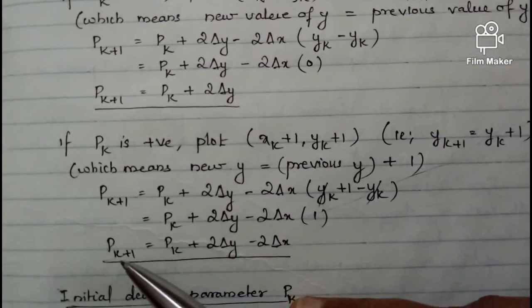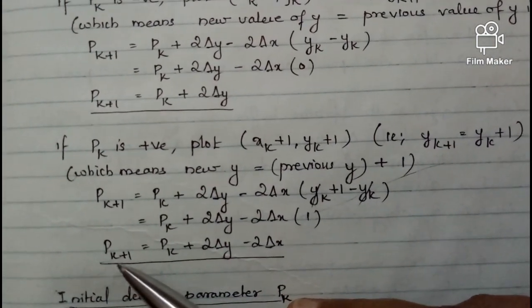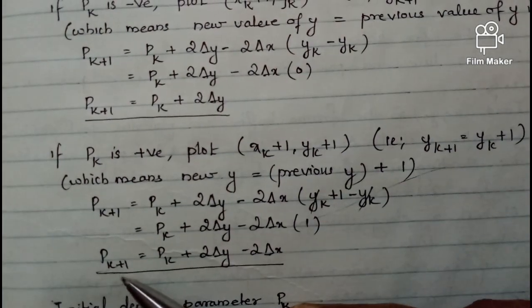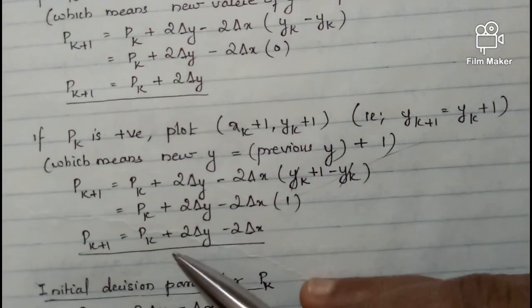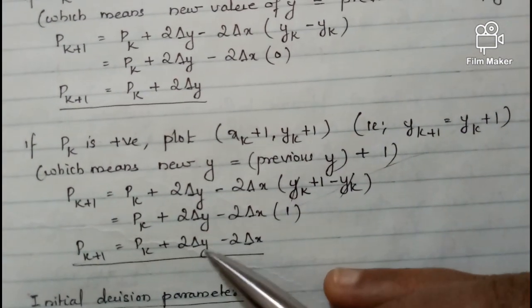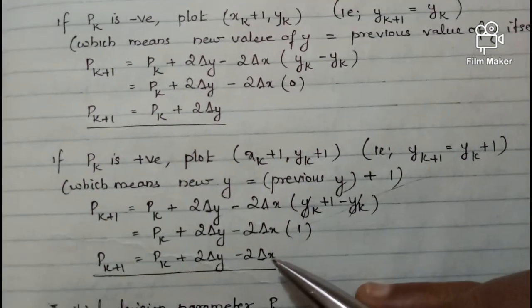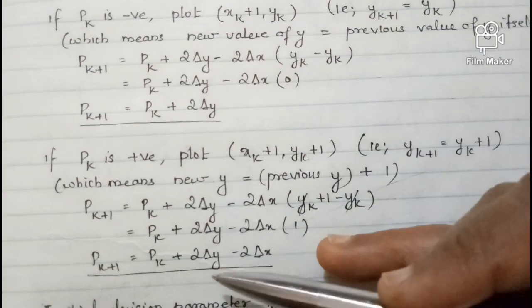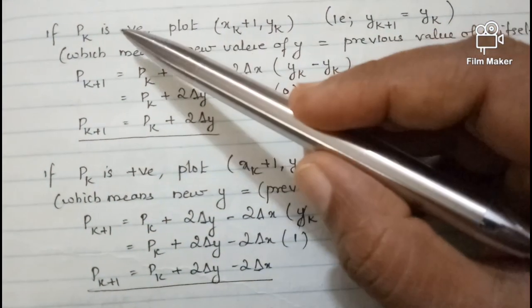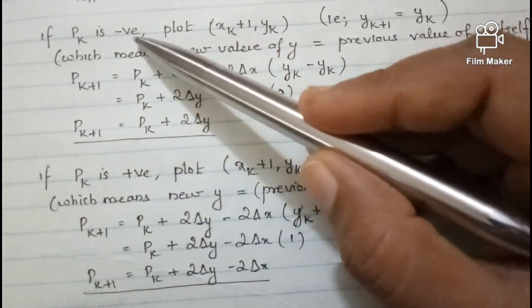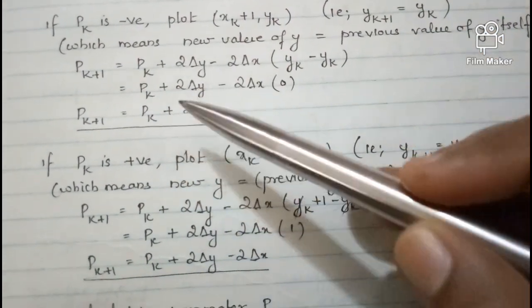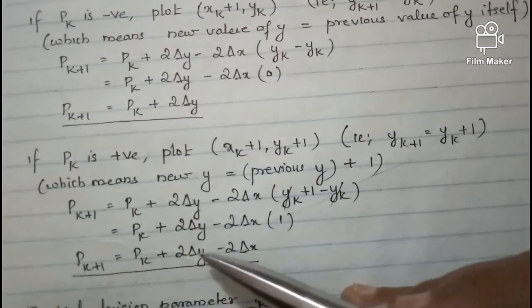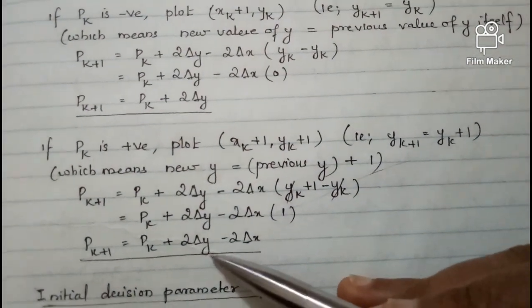So after substitution, the next decision parameter pk plus 1 is equal to pk plus 2 delta y minus 2 delta x. So you got two different equations for pk plus 1. If pk is negative, then pk plus 1 should be computed using the first equation, and if pk is positive, then pk plus 1 should be computed using the second equation.